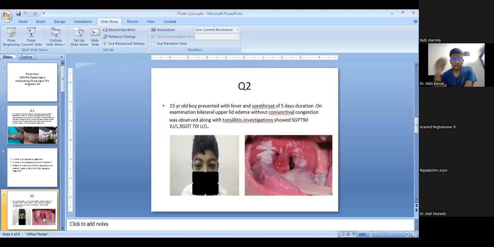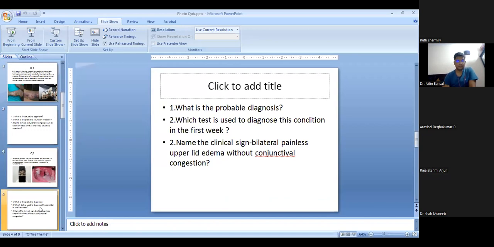If you listen carefully to Madam's talk, it will be pretty easy. A 15-year-old boy presented with fever and sore throat of 5 days duration. On examination, bilateral painless upper lid edema without conjunctival congestion was noted, along with tonsillitis. Investigation showed mild transaminitis. Look at the picture, you can see the bilateral upper lid edema, and in the tonsils, you can see the membrane. This membrane is tonsillitis. So the question is, what is the probable diagnosis? That's the first part of the question.